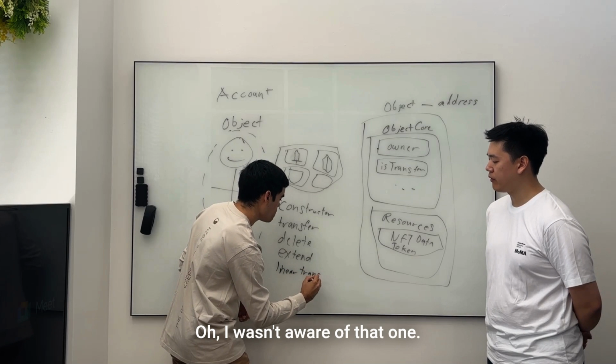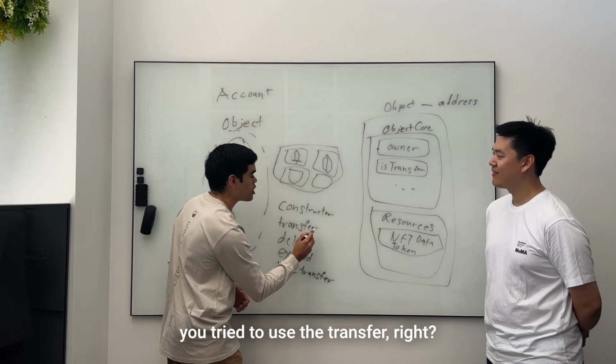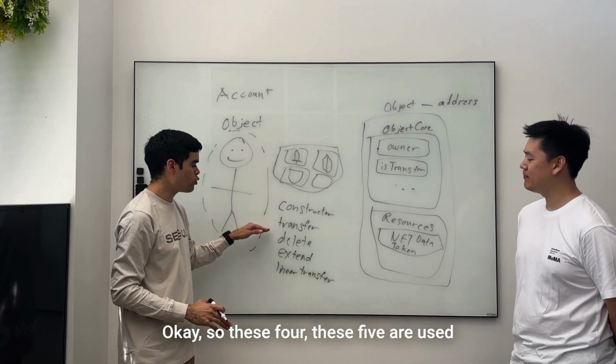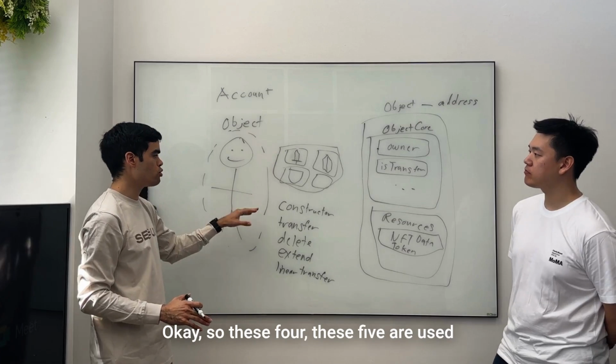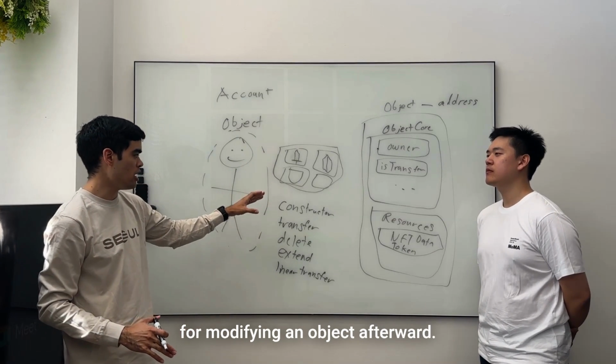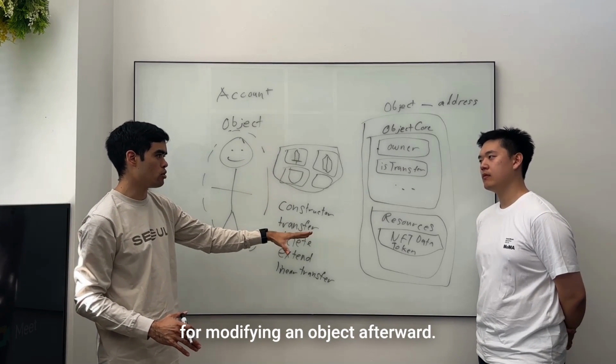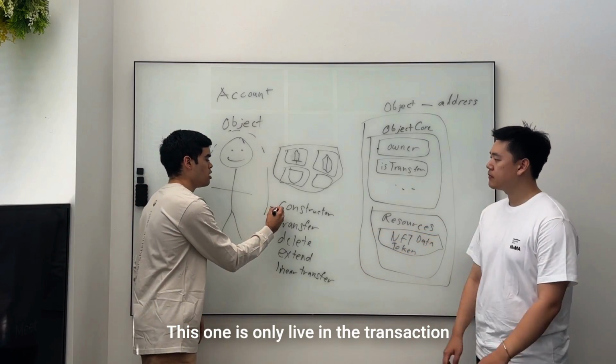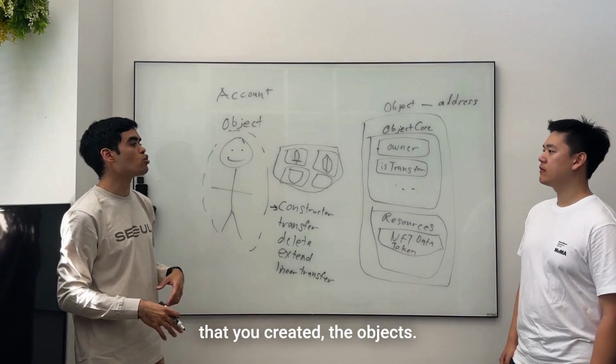Oh, I wasn't aware of that one. You wouldn't have known unless you tried to use the transfer. Okay, so these 5 are used for modifying an object afterwards. These 4 are. This one is only live in the transaction that you created the object.